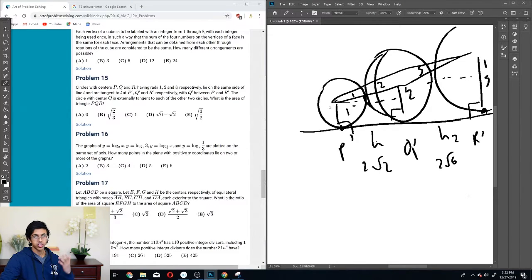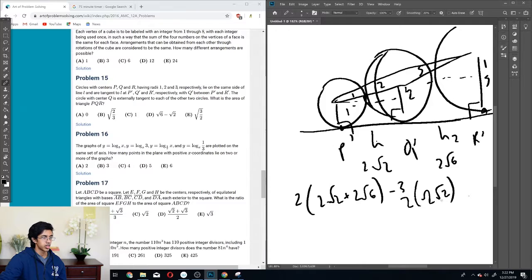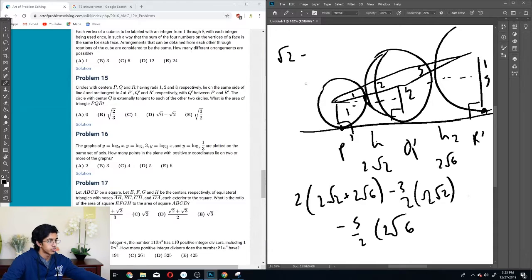So basically the area of this big trapezoid is going to be 2 times 2 root 2 plus 2 root 6. Alright, and then we subtract this first trapezoid, which is going to be 1 plus 2 over 2, which is 3/2, times 2 root 2. And then we're going to subtract this trapezoid over here, which is 3 plus 2, 5 over 2, times 2 root 6. So this is basically just going to be root 2 minus, no. So this is going to be 5 over 2 root 2.